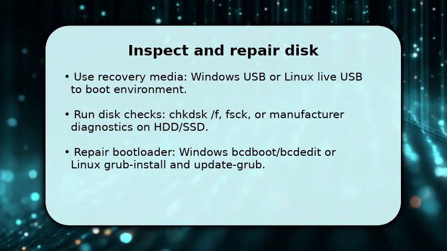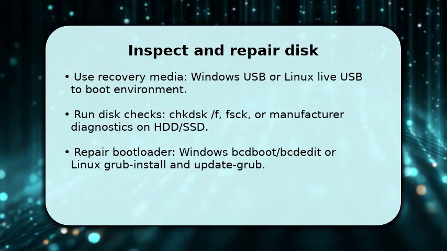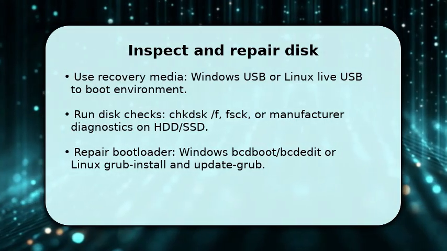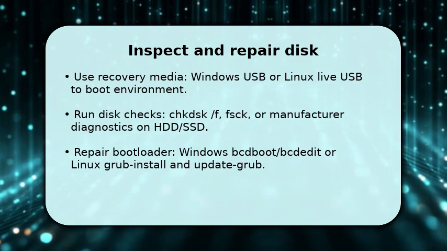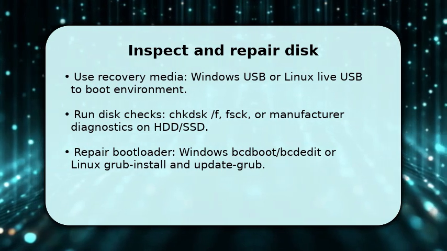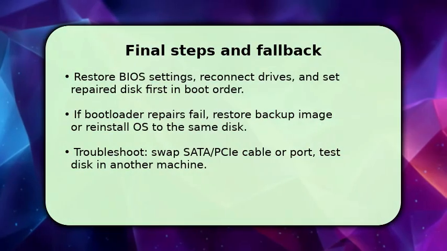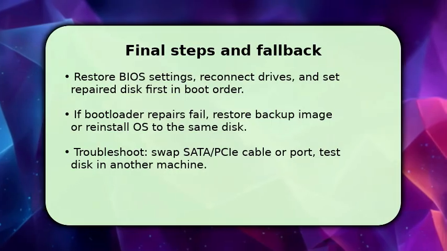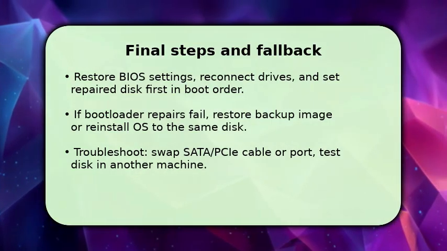If the disk is healthy, repair the bootloader. On Windows, use bcdboot and bcdedit. On Linux, reinstall grub and run update grub. These actions rebuild the link between firmware, bootloader, and operating system files so the machine can load properly. You finalize by saving BIOS changes and reconnecting only the internal drive, confirming it's first in the boot order.